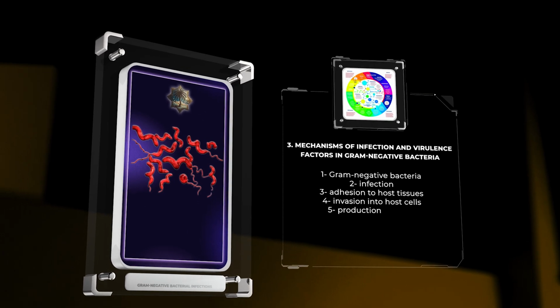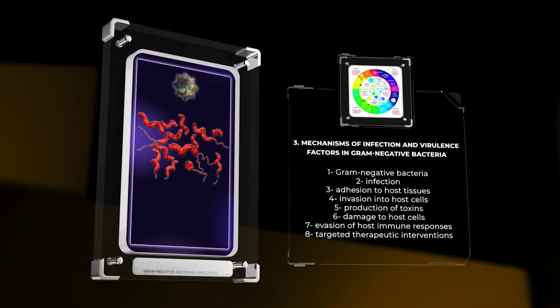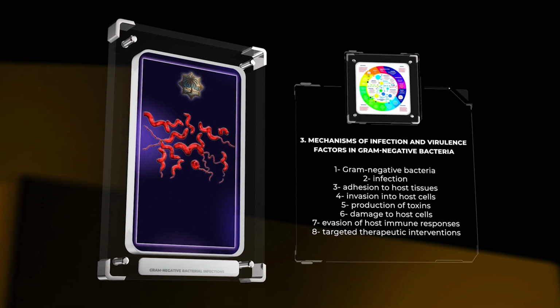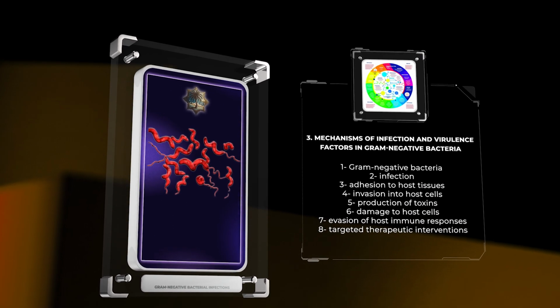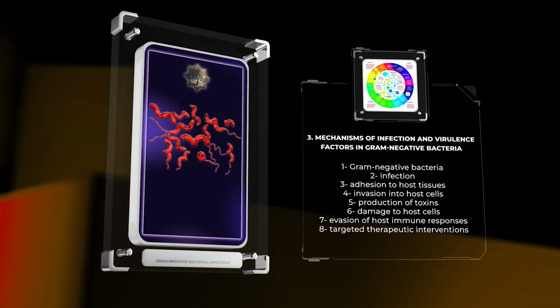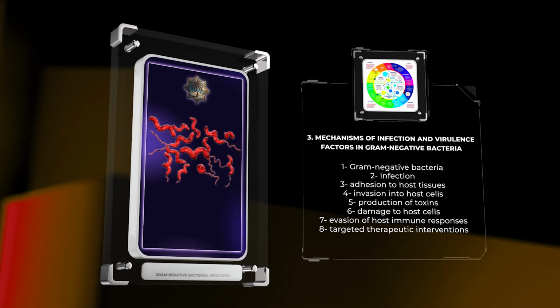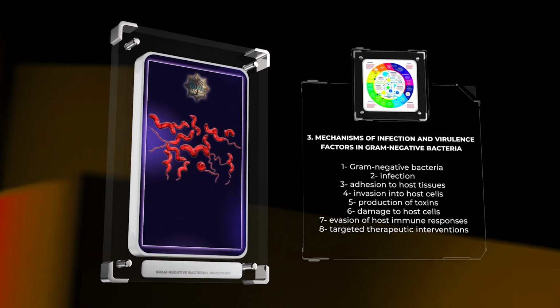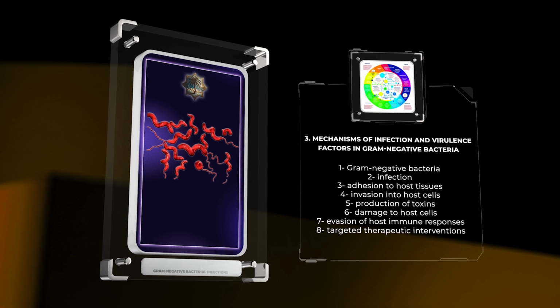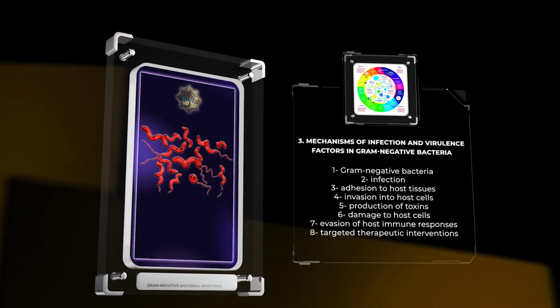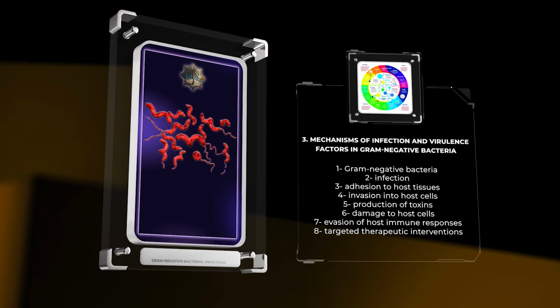Gram-negative bacteria employ diverse strategies to cause infection. These include adhesion to host tissues, invasion into host cells, and the production of toxins that damage host cells. Students will explore the specific mechanisms utilized by gram-negative bacteria to establish infection and evade host immune responses. Understanding these mechanisms is crucial for the development of targeted therapeutic interventions.